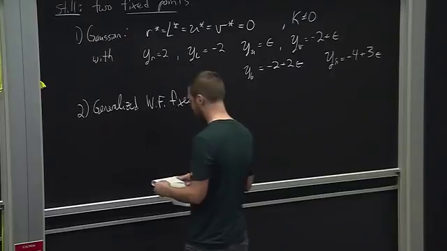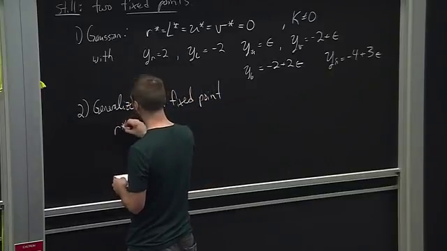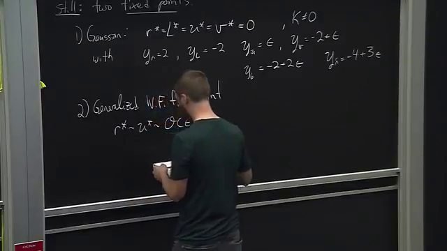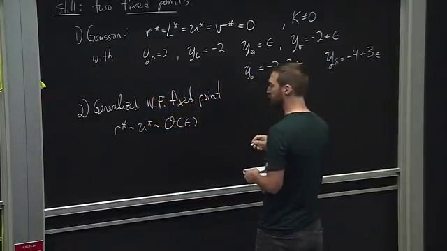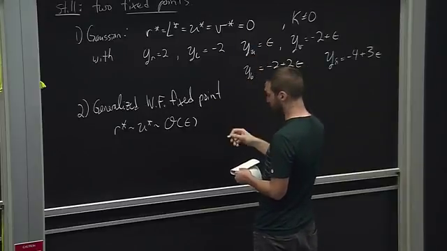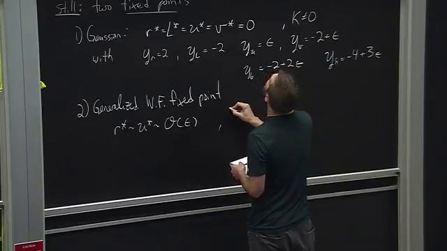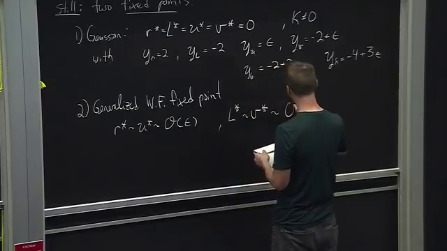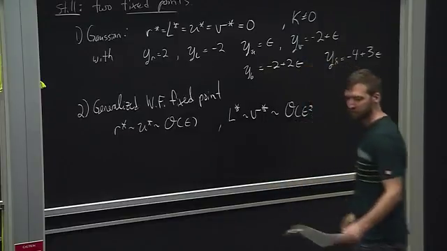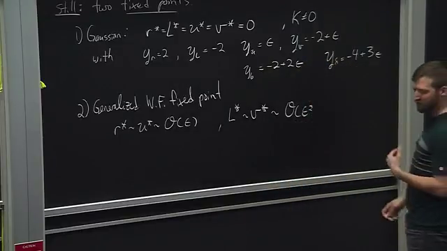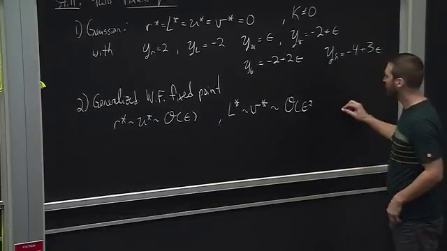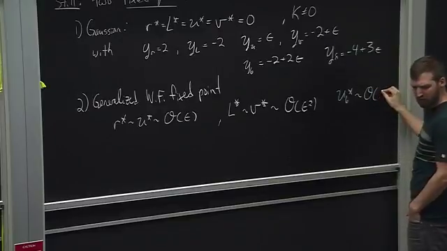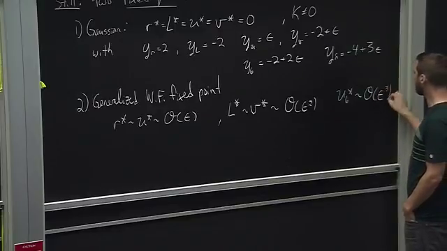So R, U. That's the Wilson-Fisher fixed point. That's what I'm saying. It's not 0. It's order epsilon. What you find is, let's see, L, V, these become order epsilon squared. So they're perturbatively closer to the Gaussian fixed point. And I think U6 is higher order, epsilon 3.